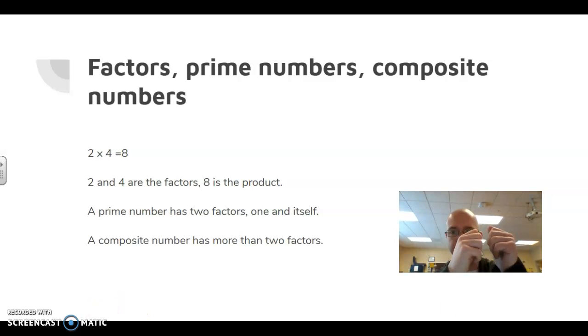go like this. This is sign language for more. My son, that's 1, uses this, so this is more. So composite, more than 2 factors. Prime number, 2 factors.